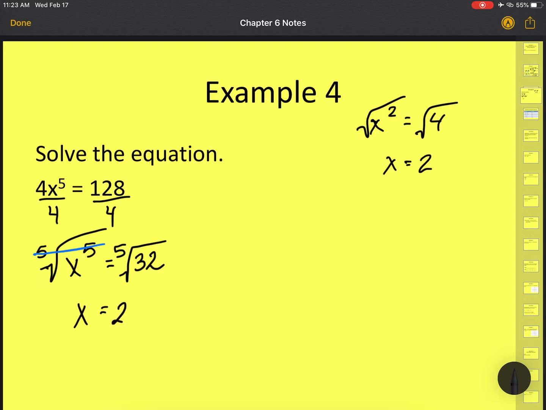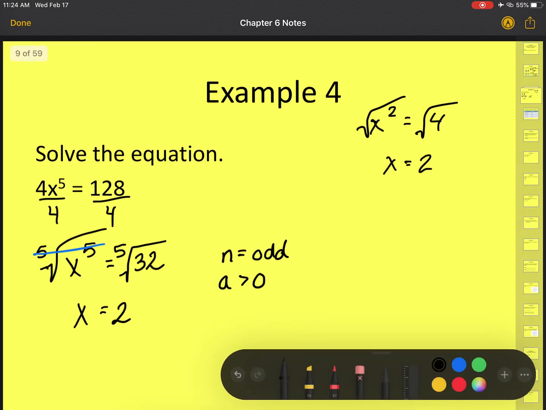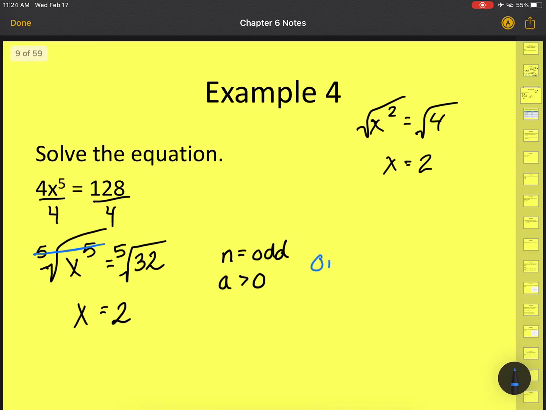That's just 2. And if we go back to what we talked about at the beginning, our index n is odd, and our a is greater than 0. So since our n is odd and our a is greater than 0, we have one real nth root. And we've seen that to be 2. Okay, so here's our answer, just plain old 2.